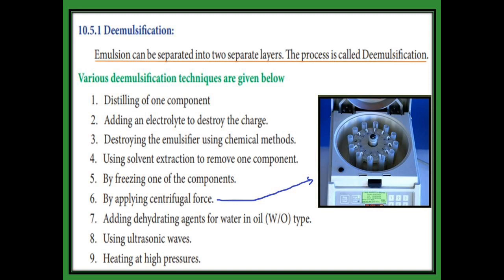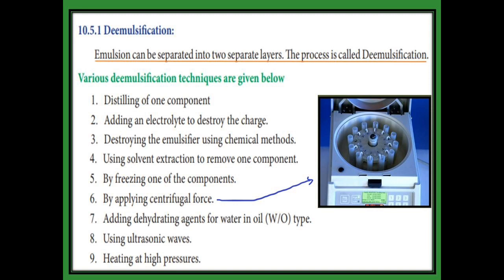The de-emulsification techniques are: one is distilling one component; the next one is adding an electrolyte, so by adding electrolyte, the charge is destroyed. The third one is destroying the emulsifier. We add some compound for the stability of the emulsion, and that compound is called an emulsifier. We destroy that emulsifier by using some other chemical. Then the fourth one is using solvent extraction.